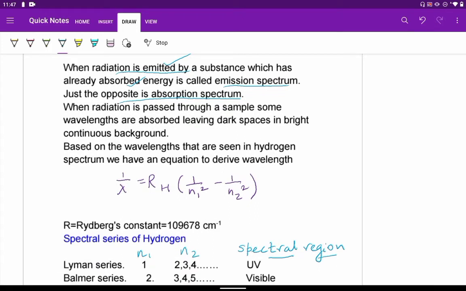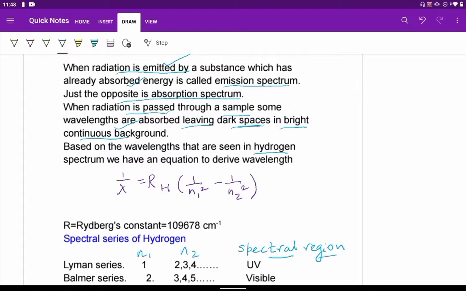Now if we take a sample and pass some radiation through it, we see that certain wavelengths of light will be absorbed by that sample, leaving some dark spaces. These dark spaces will be against a bright continuous background. So this will give rise to absorption spectrum because certain wavelengths have been absorbed.